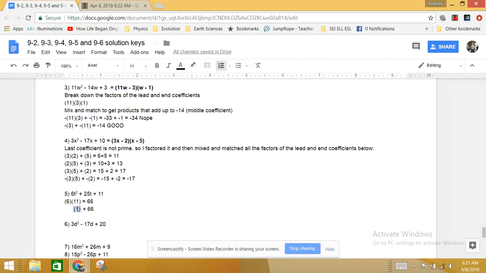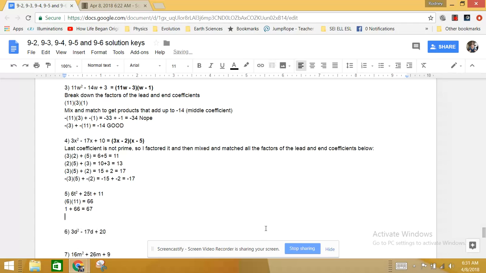So 1 and 66, that doesn't work. So that's 67. That's not 25. Then 2 and 33 doesn't work because that's 35. And 3 and 22, well, that one looks like it will work because that's going to give me 25.